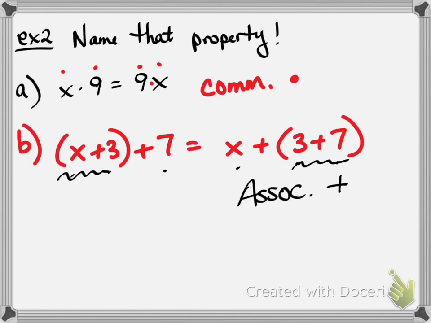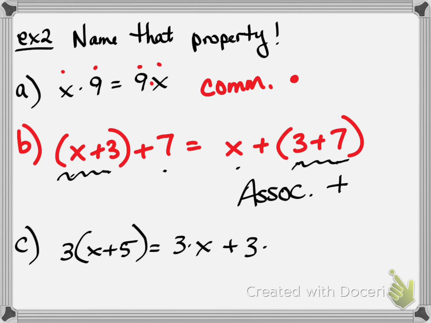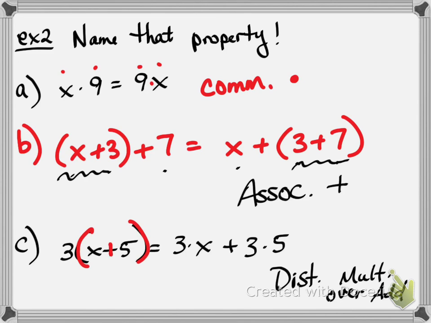And the last one, 3 times (x plus 5) equals 3 times x plus 3 times 5. We recognize that in our sleep, probably. That's the distributive property. We usually just call it the distributive property, but it's technically the distributive property of multiplication over addition, because we're multiplying over two things that are being added.